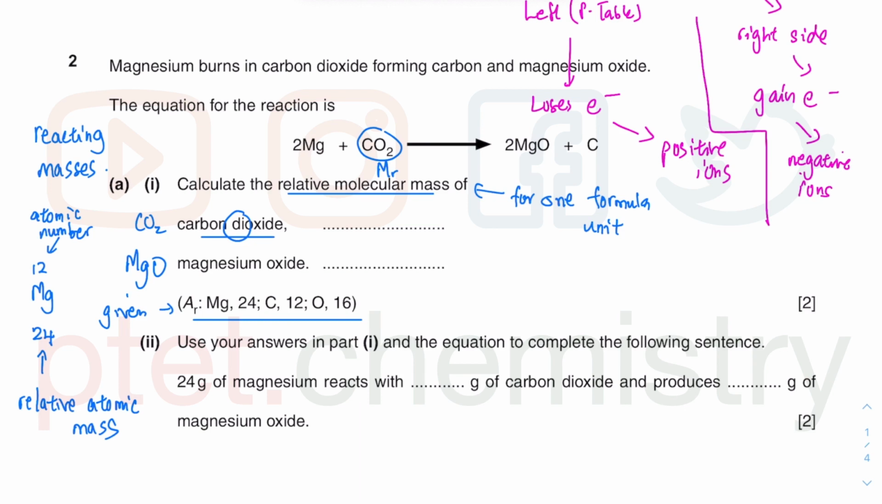So there is 1 carbon and there are 2 oxygen. So 12 times 1 plus 16 times 2. Complete your working on your calculator. Please have a calculator ready and know how to key in your calculator. This one is 1 magnesium plus 1 oxygen, so you get 40.